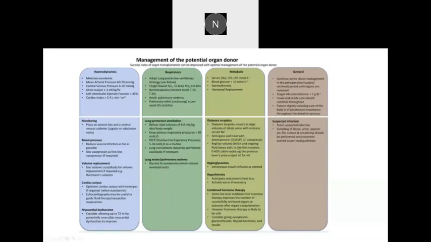It will be very low. It will be hopefully water. And it is a cranial diabetes insipidus, not a nephrogenic diabetes insipidus. And hypothermia, hyperglycemia, all these things are metabolic. And in general, continue active donor management. Target hemoglobin should be more than 7. That is another important point.